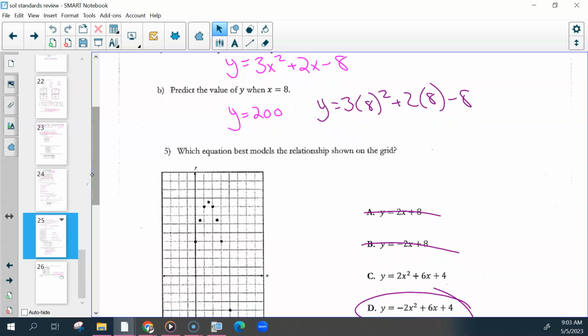5, the answer was D. Without even really graphing this, you could figure this out because it makes a curve, so it can't be linear. So it has to be C or D. It's facing down, which means your A value has to be negative. So all the things that we've been learning about.